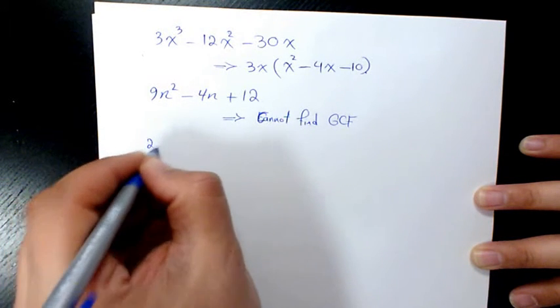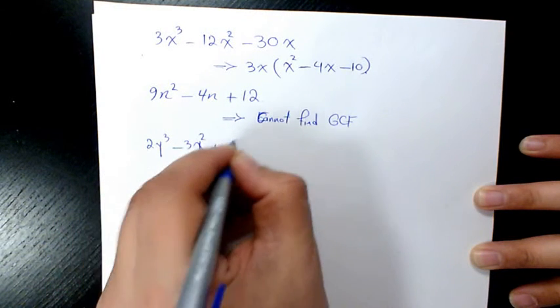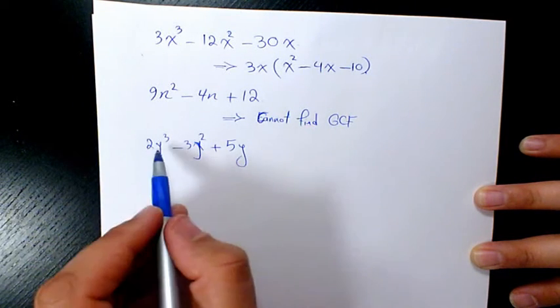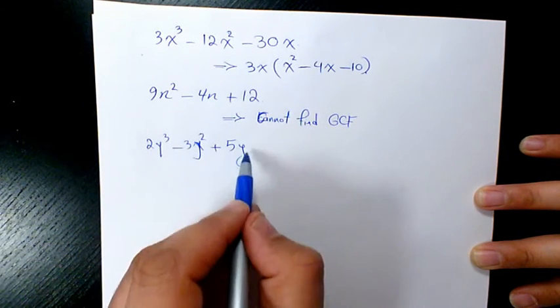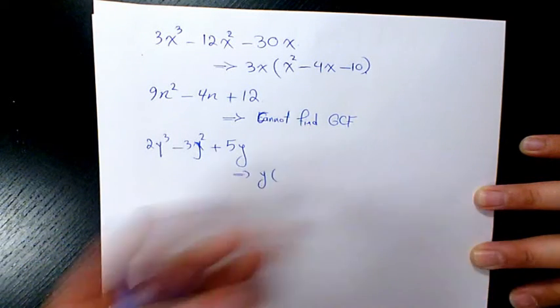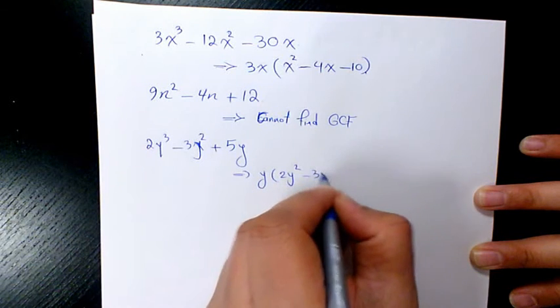Next one, 2y cubed minus 3y squared plus 5y. As you see here, we have y cubed, y squared, and y. We can factor y then. Here we have 2, negative 3, and 5. There is no GCF among them. So it's going to be y times 2y squared minus 3y plus 5.